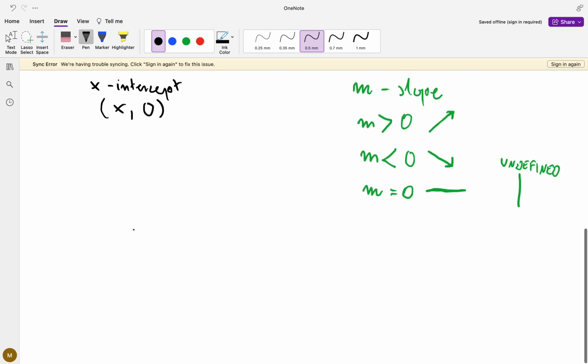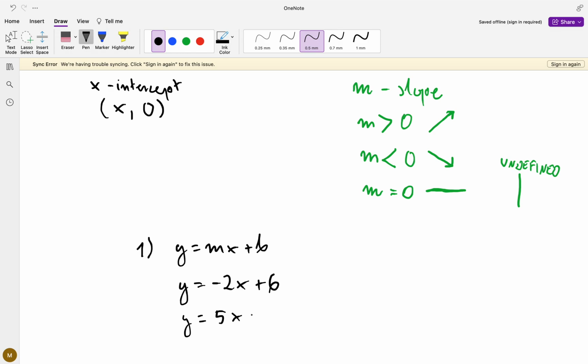So now there are 3 different ways you can describe a line using mathematics. First one is called slope-intercept form, which is exactly what we used. Y is equal to mx plus b. And these lines can look like this. Y is equal to negative 2x plus 6. Y is equal to 5x minus 1, and so on and so forth.